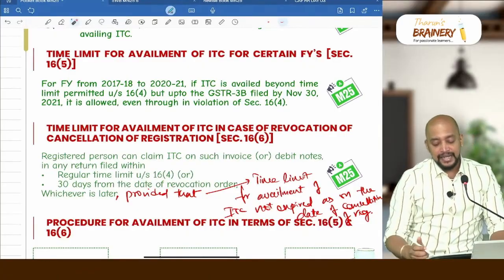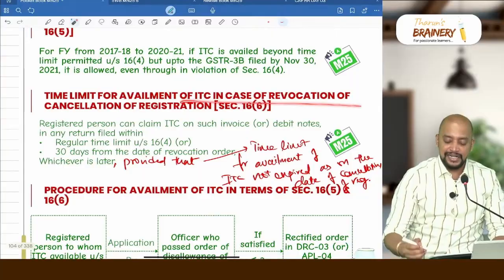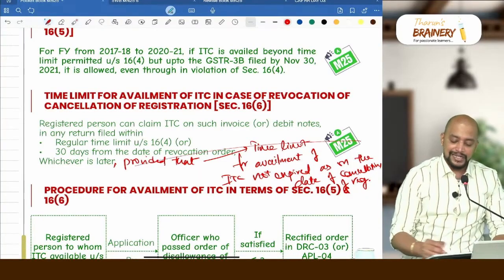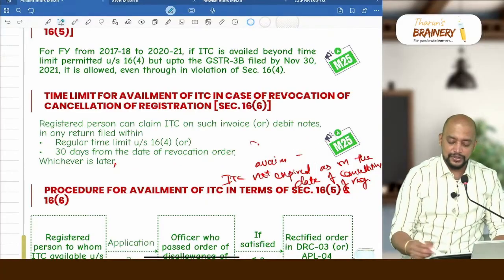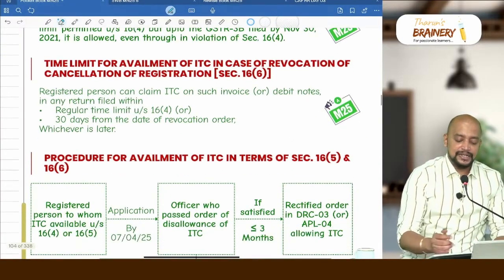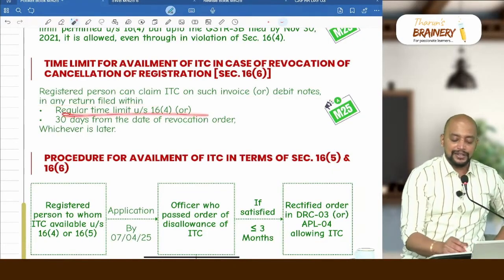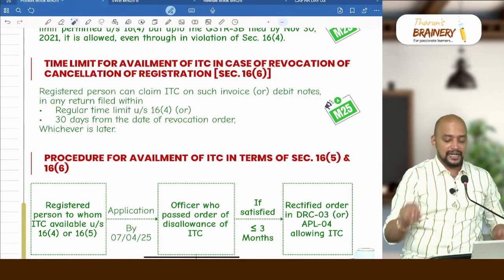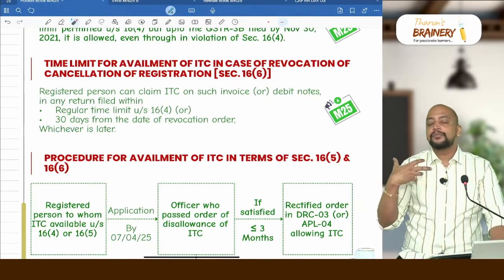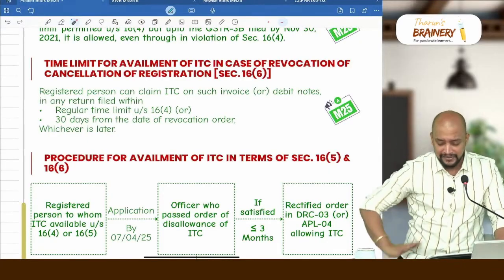Then in the same way, section 16 subsection 6 also gives a time limit for availment of ITC in case of revocation of cancellation of registration. So what is the time limit for availment of ITC? See this first: a registered person can claim ITC on such invoices or debit notes in any return filed within the regular time limit or 30 days from the revocation order, whichever is later. Let me give you the background of this. Initially, the time limit for availment of ITC was the regular time limit, 30th November, or the date of filing the return, etc., whichever is earlier.